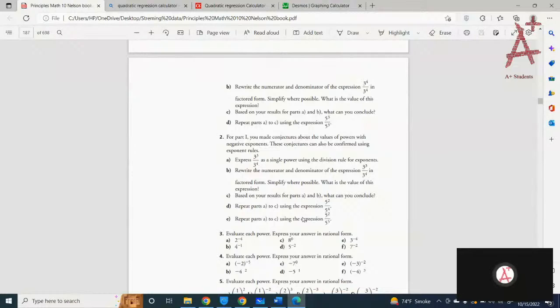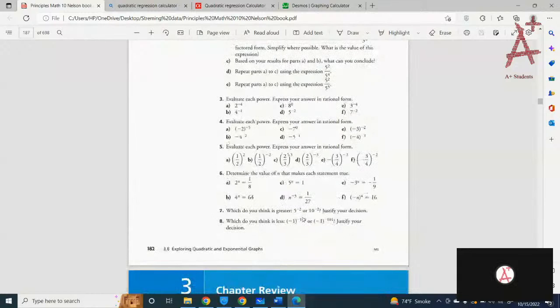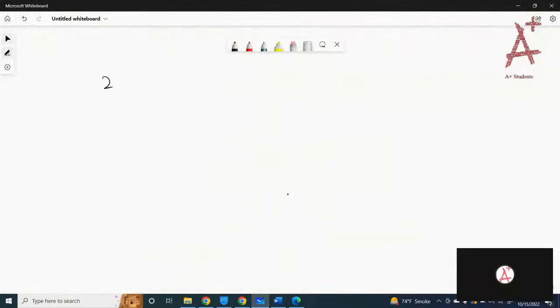Okay, let's start with question number 3. Evaluate each power. Express your answer in rational form. 2 exponent negative 4. The power is negative, so you have to make the power positive. You can write it in the denominator. Negative powers can be made positive by writing them in the denominator of a fraction. So it would be 1 over 2 times 2 times 2 times 2, so it would be 1 over 16. Got it?